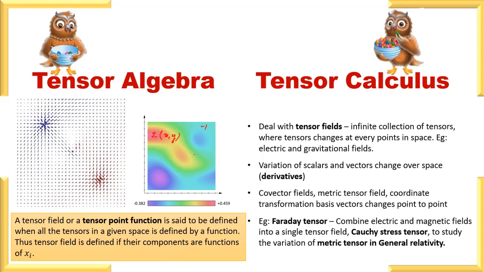Tensor calculus comes in handy while we are dealing with relativity. We are familiar with the Faraday tensor in relativistic electromagnetism. The Faraday tensor allows us to combine both the electric and the magnetic field into one single tensor field. Similarly, we learned about Cauchy's stress tensor a few videos earlier. This will help us study the variation of stress in continuous solids. Tensor calculus also helps in finding the variation of the metric tensor. We will learn about the metric tensor in general relativity. For now, just think of it as giving us an idea of how energy and momentum change from point to point in a space in the case of general relativity.